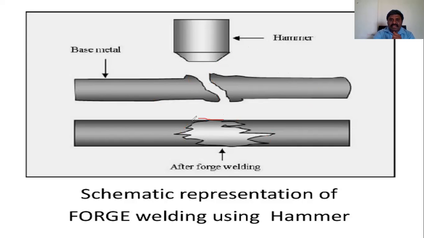We can say this is the heat affected zone, made with pressure, and this is the process of hammering. This represents forge welding using a hammer. When we bring the pieces together and hammer, there is very hot heating, because it is near melting. By hammering, we can join the two pieces easily. That is the process of forge welding.